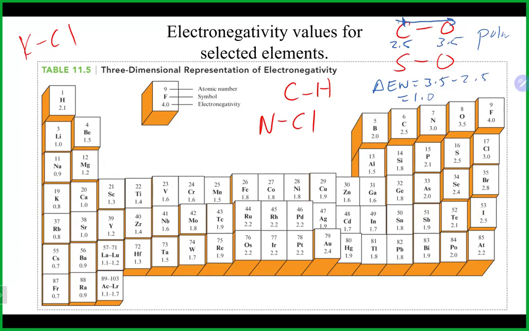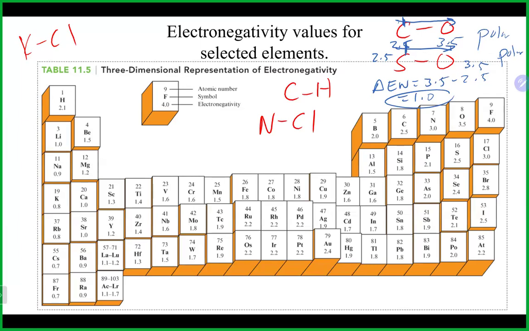We take our sulfur here. Sulfur is 2.5, so I'll borrow that number, and oxygen is 3.5 in this case. We end up with a difference in electronegativity of basically the same thing. We will end up with a polar bond, a difference of 1 when we subtract, since the numbers are the same in this particular case. Again, the arrow should point towards the oxygen, which is more electronegative, making a polar bond.